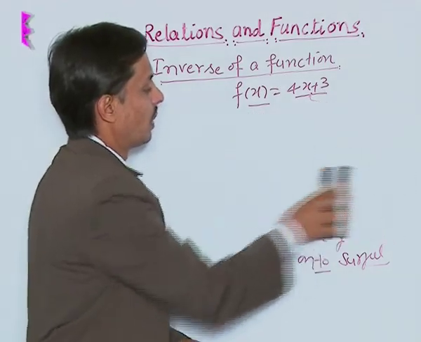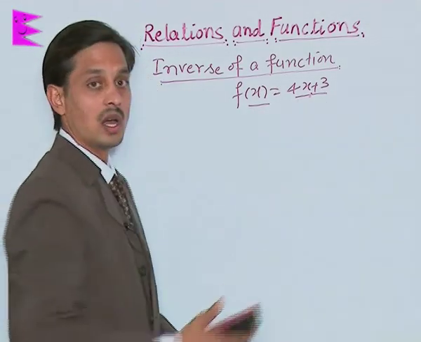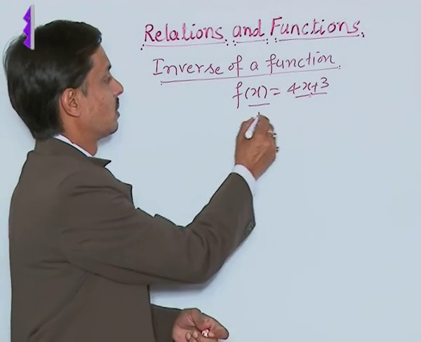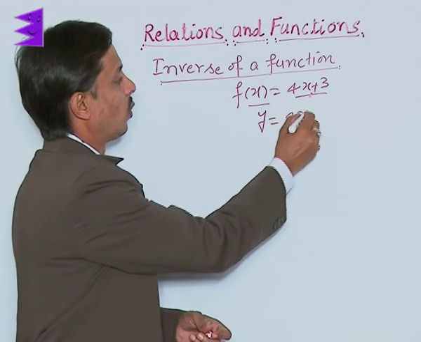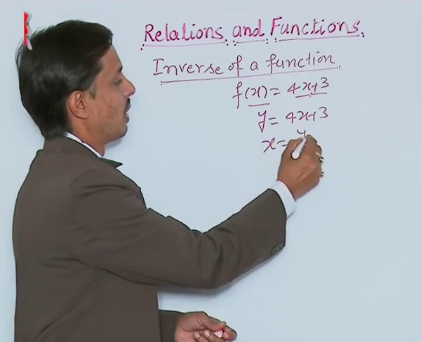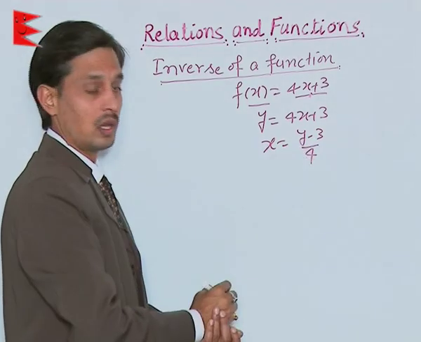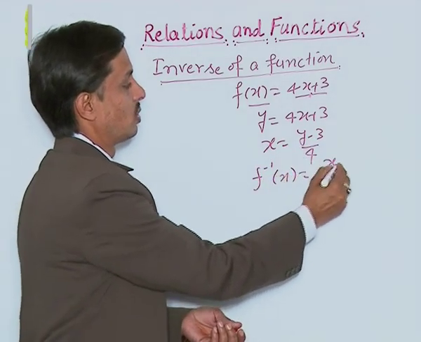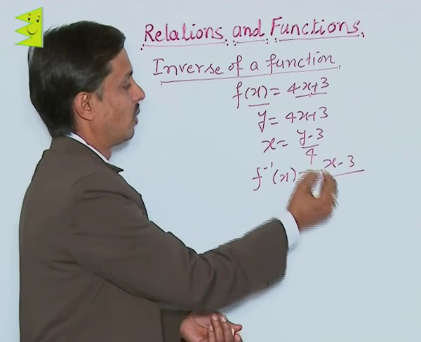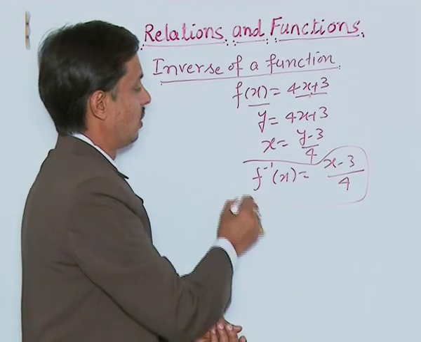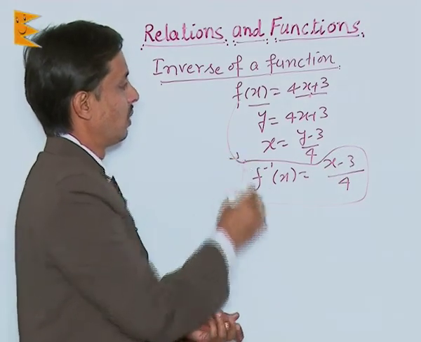After proving a function is 1-1 and onto, how do we find the inverse? y = 4x + 3, x = (y minus 3) upon 4. So we can say the inverse of x is equal to, in place of y, write x in the right-hand side. So this is the inverse of this given function.